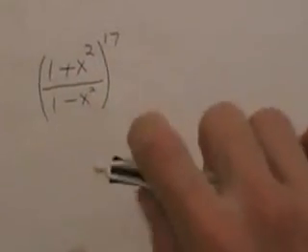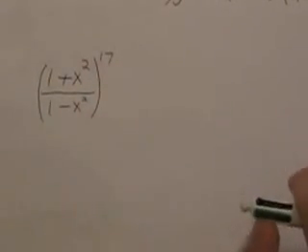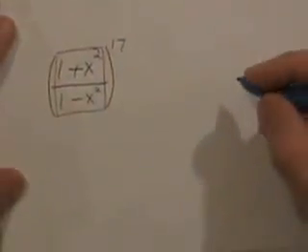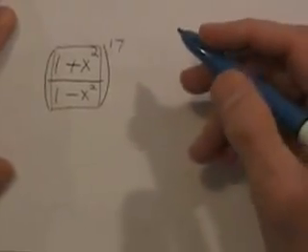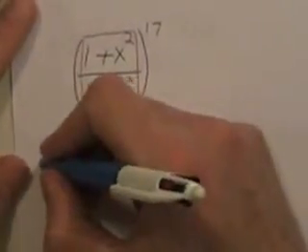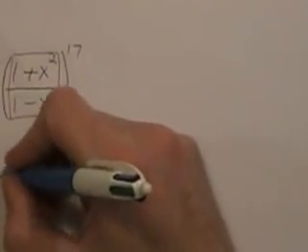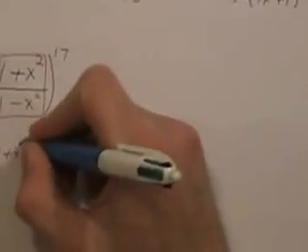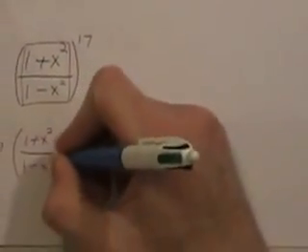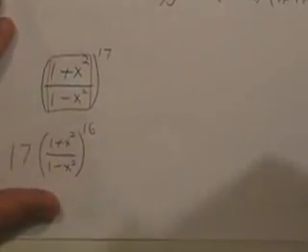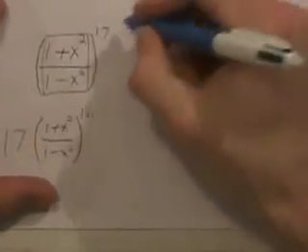Next one was this thing. Now, the outermost function here is the power rule, with the inside being everything inside here. So, since the power rule is on the outside, it's going to be, let me write it big, 17 times that whole thing, 1 plus x squared over 1 minus x squared, to the 16th. Alright? That takes care of the 17th power.